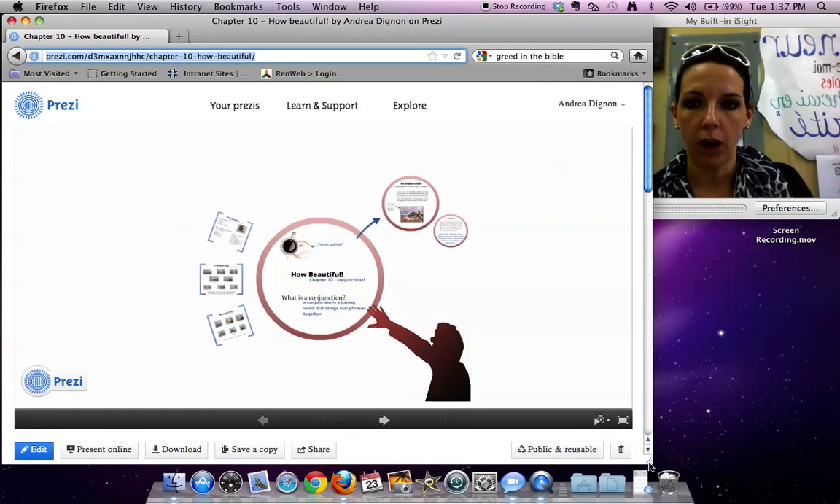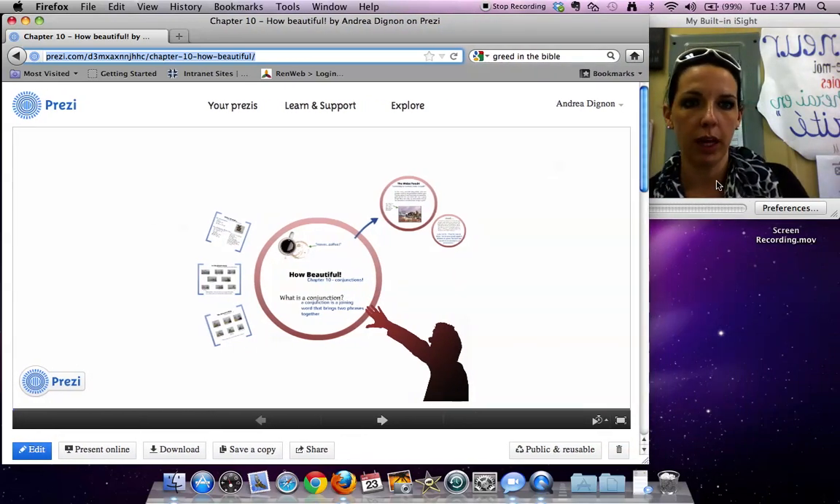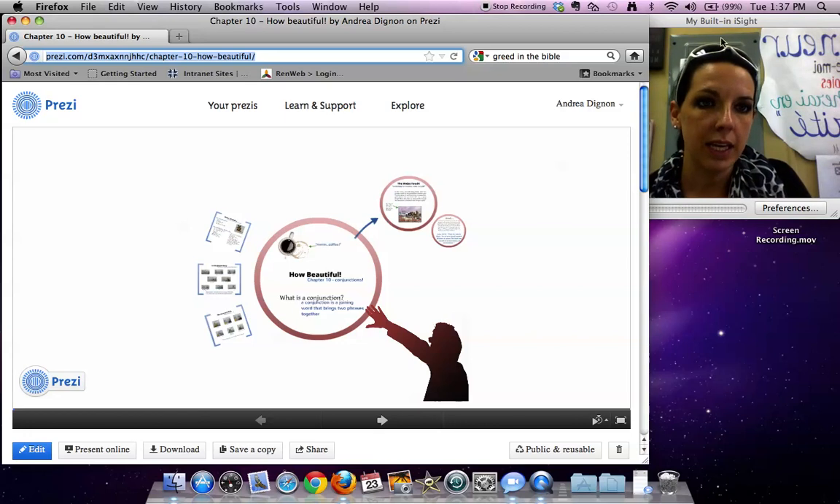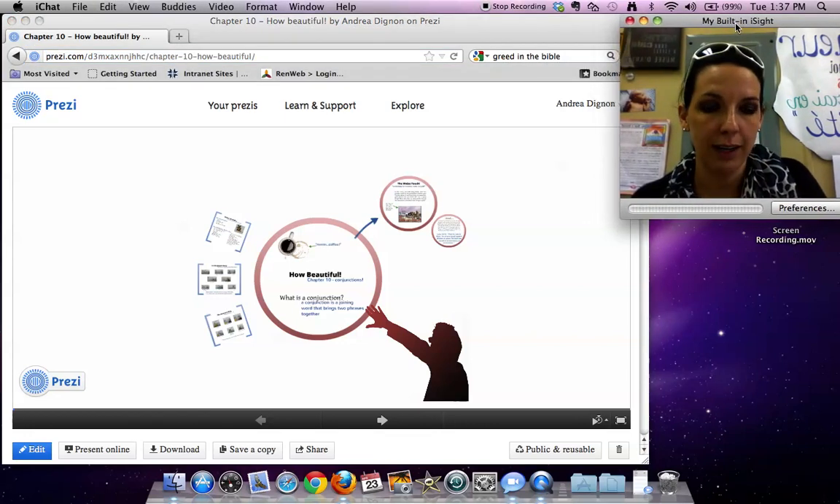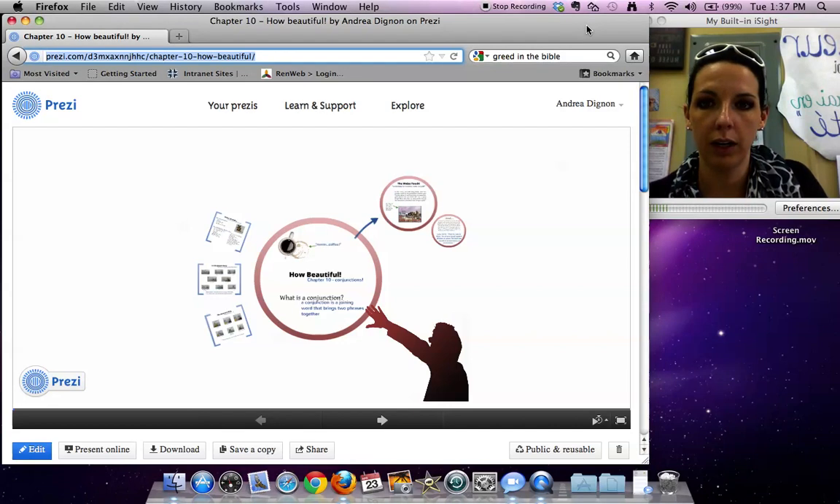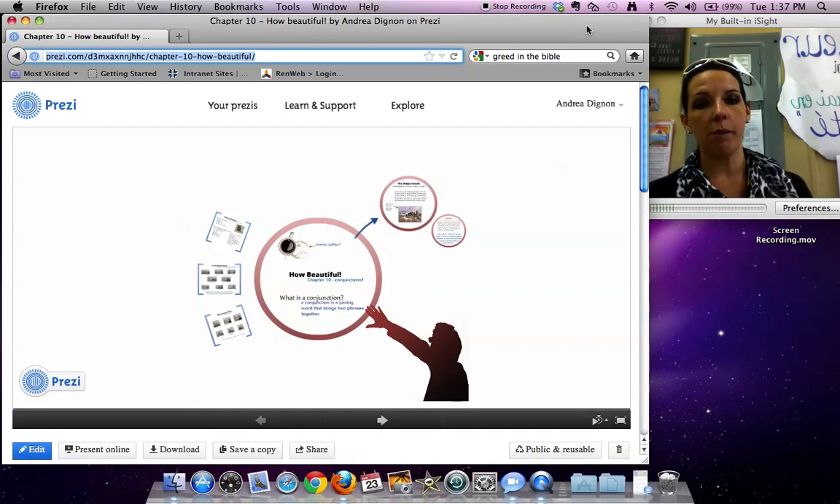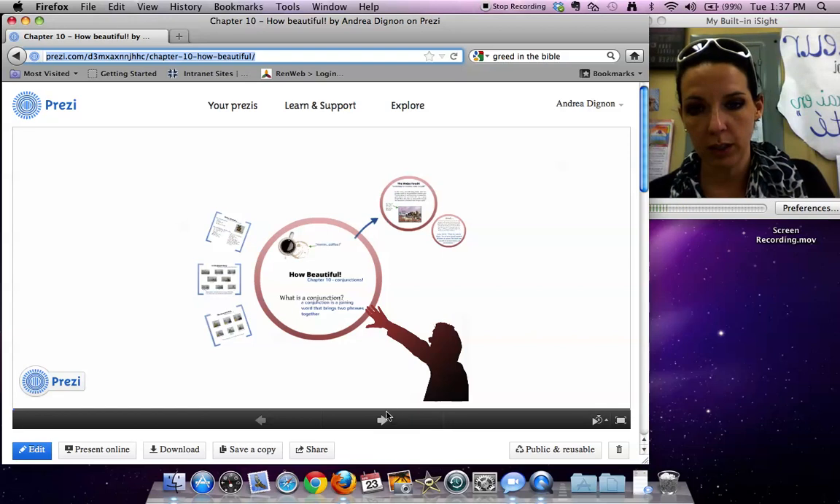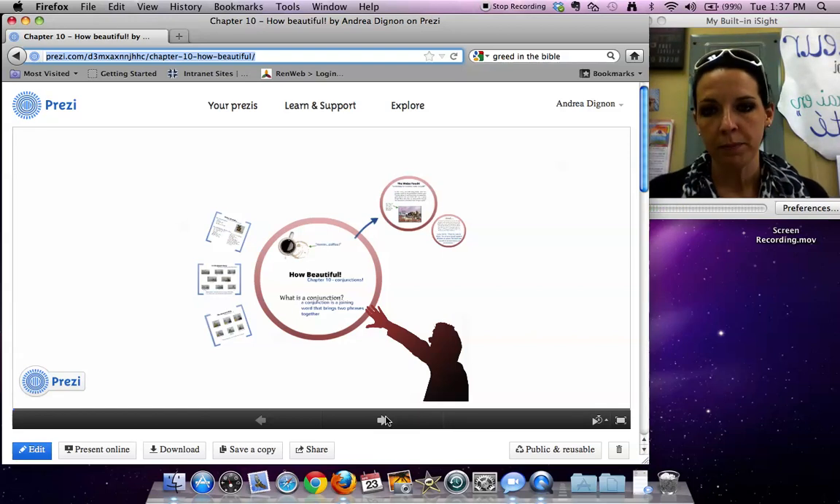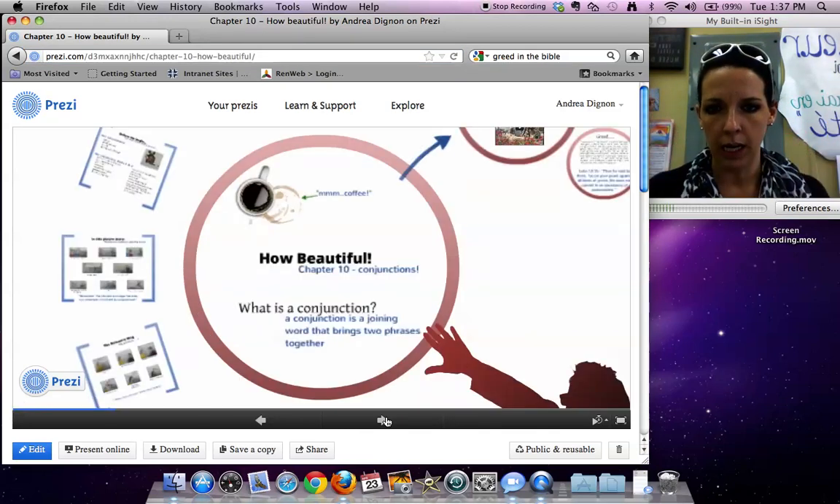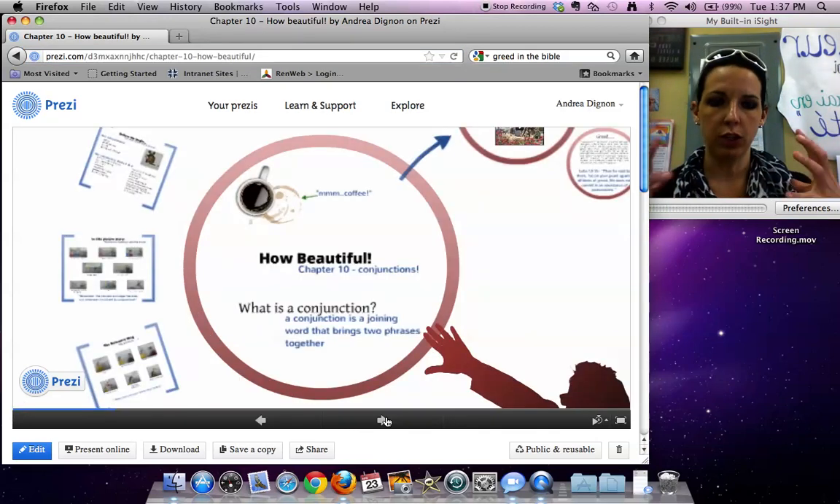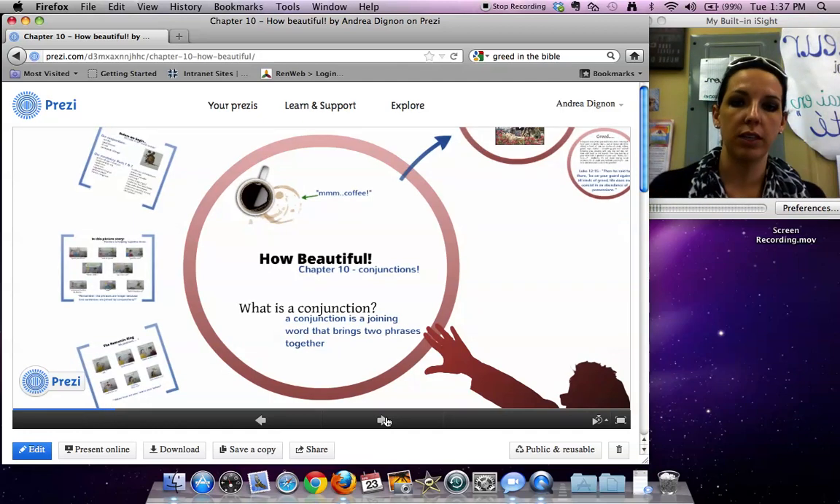All right, so let's take a moment to look at chapter 10, where we are going in our book, which is going to cover conjunctions. Let's dive in really fast. Conjunctions are basically words that tie things together. It's a joining word that brings two phrases together.